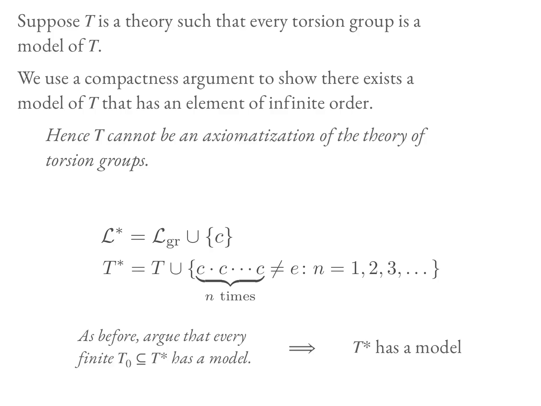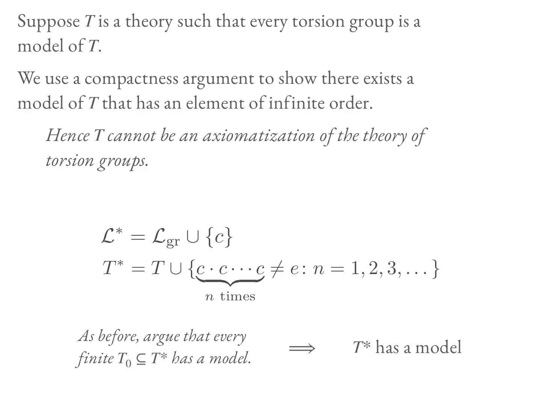The idea to prove this is as follows. Suppose we have a theory T such that every torsion group is a model of T. So the theory in particular holds for every torsion group. It might hold for more. We then use a compactness argument to show that there exists a model of T that has an element of infinite order. So in particular, T cannot characterize precisely the torsion groups. So in particular, it cannot be an axiomatization of the theory of torsion groups.